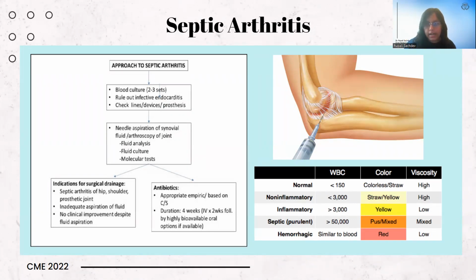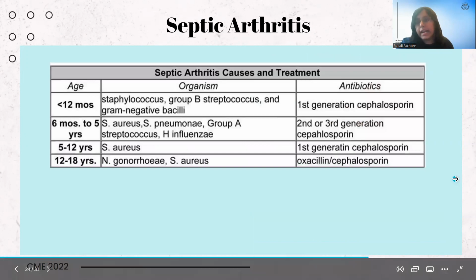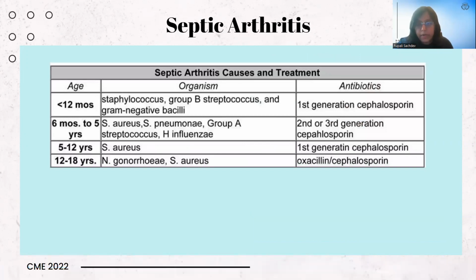Antibiotics, you have to give empirical antibiotics, obviously, for a period of 4 weeks. And how do you decide the antibiotic? Again, anytime you prescribe antibiotics, always have an idea of which organism is involved and why we're giving that antibiotic. So less than 12 months of age, if they have Staphylococcus, Group B Streptococcus, and gram-negative bacilli, we'll give first-generation cephalosporins. Then if it is 6 months to 5 years, we give second or third generation cephalosporins. 5 to 12 years, Staph aureus, first generation cephalosporin. 12 to 18 years, gonorrhea involvement, you give oxacillin or cephalosporin.